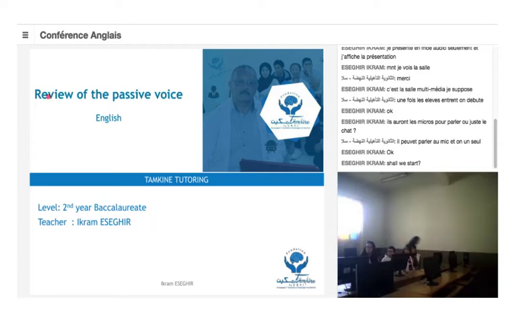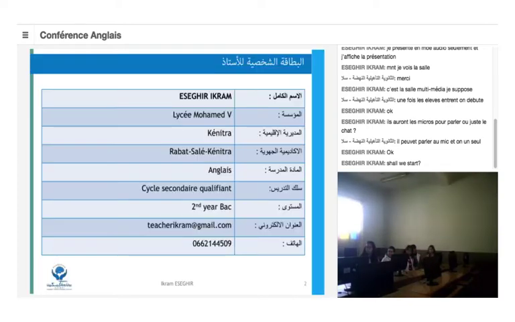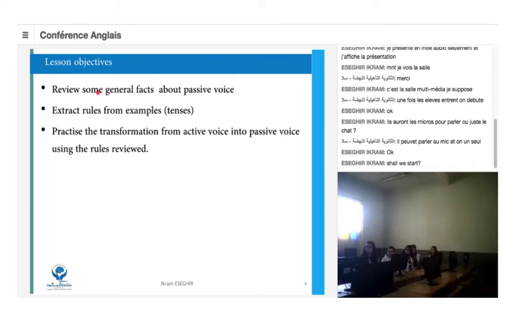Today we are going to see the first part of a review of the passive voice, and we are going to review different things. The first, we start with general facts about passive voice. Number 2, we are going to see some examples and extract rules. And number 3, we are going to practice the transformation from active into passive voice. Okay, so I'll start with the general review.